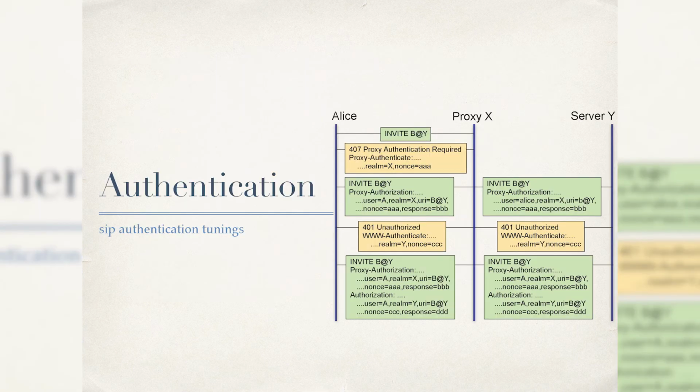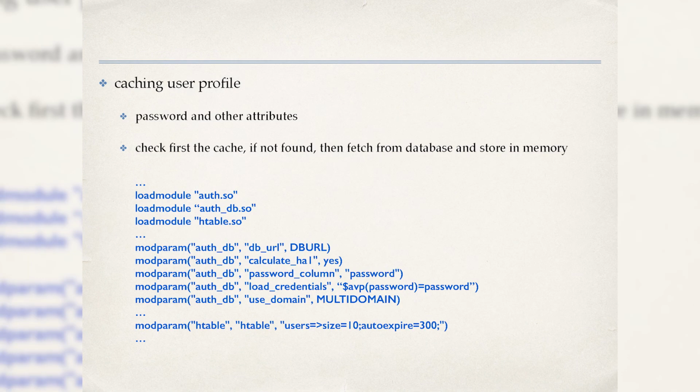That again could take you a lot of processing, and typically the user profile is in some backend, like a database. So the optimization that you can easily do with Kamailio is kind of caching the user profile. Could be password, but could be also other attributes. And I have this nice hash table module, which is just a generic caching container, let's put it like that, in Kamailio memory.